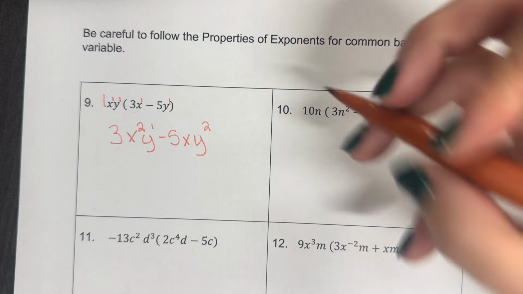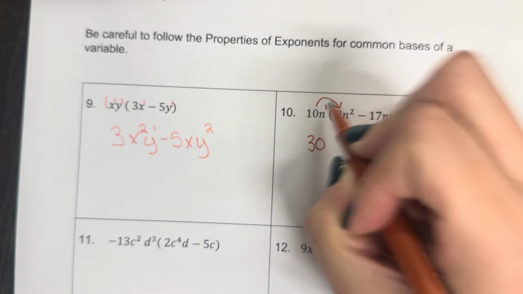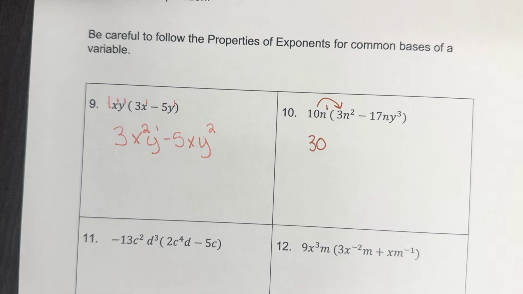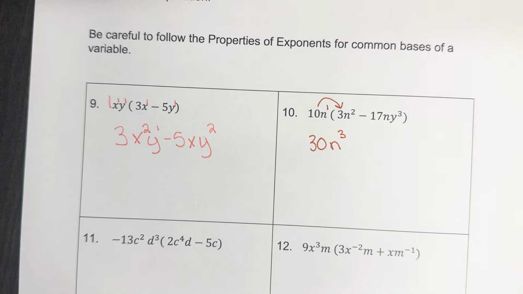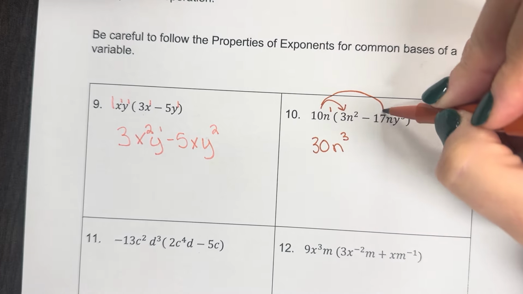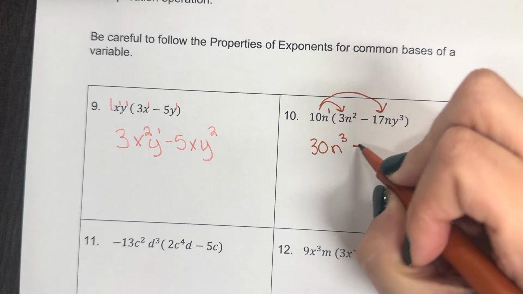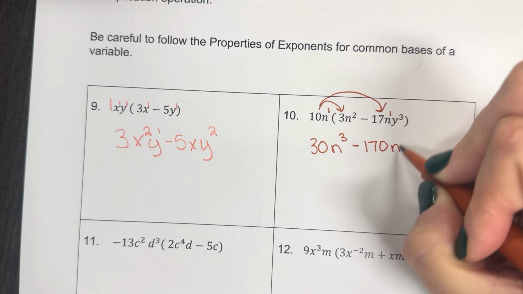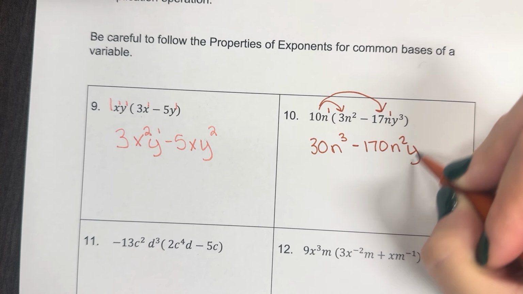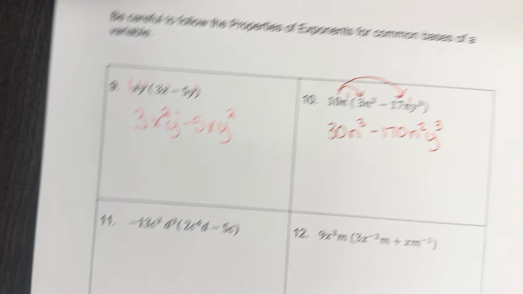Number 10, when I distribute, 10 times 3 is 30. And then I add my exponents. 1 plus 2 is 3. Okay, then I go to my next one. 10 times negative 17 is negative 170. 1 plus 1 is 2, but this also has a y to the third, so that y to the third tags along. It does not disappear.